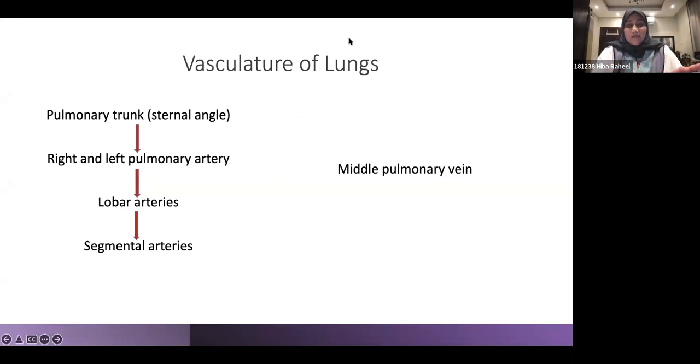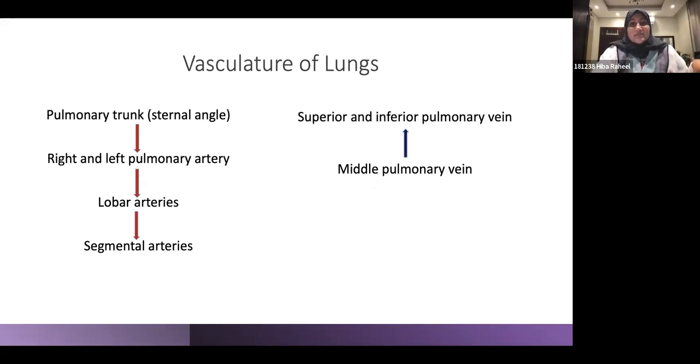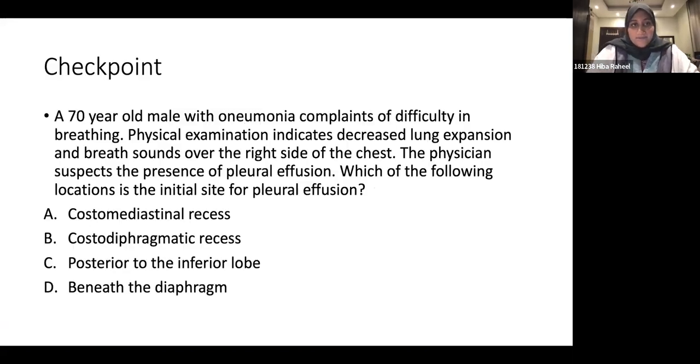Now for the vein, go opposite, entirely the other way around. But for the veins of the lungs, it's actually very easy. We have the middle pulmonary vein, which then forms the superior and inferior pulmonary vein. That's all that you need to know. That's all that I think is important for the exam, but for details, definitely go back to Dr. Atif's lecture. But this is the main important chunk of that lecture, okay?